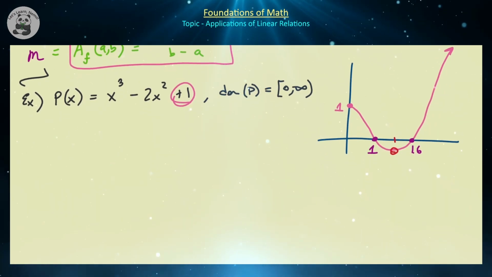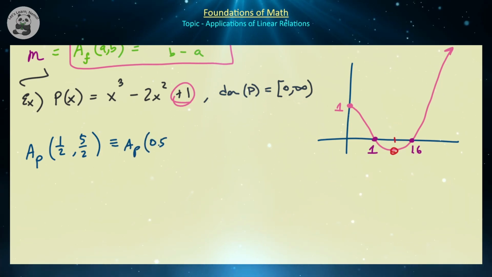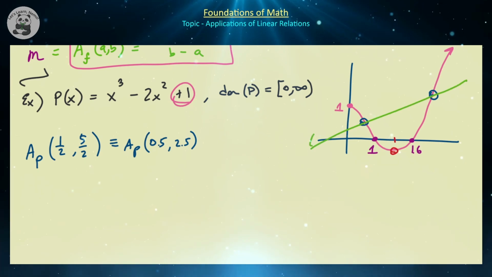So let's assume that we want to find the average rate of change of our profit function p on the interval 1/2 to 5/2, or in decimal form, the average rate of change of p on the interval 0.5 to 2.5. So where is 2.5? Well, 2.5 is going to generate some point all the way up there, and 0.5 is going to be located right here. So if this sketch is correct and we were to draw a line through these points, then we would see that the profit function is on average increasing on the interval 0.5 to 2.5.